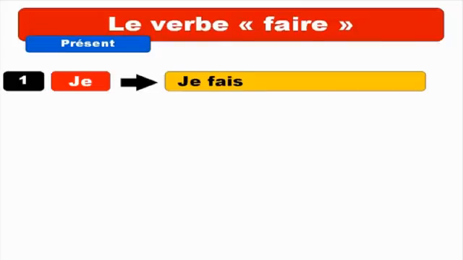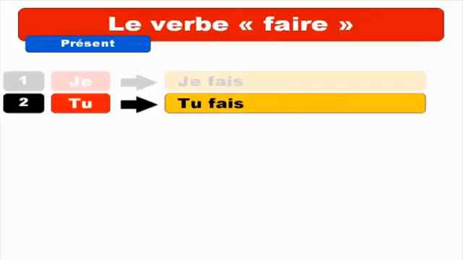So first form for je, it's je fais. Okay, so final S is not pronounced. Je fais. Repeat. Je fais. Okay. Second form, tu fais. So same form, same pronunciation. The final S is not pronounced. Tu fais. Repeat. Tu fais.